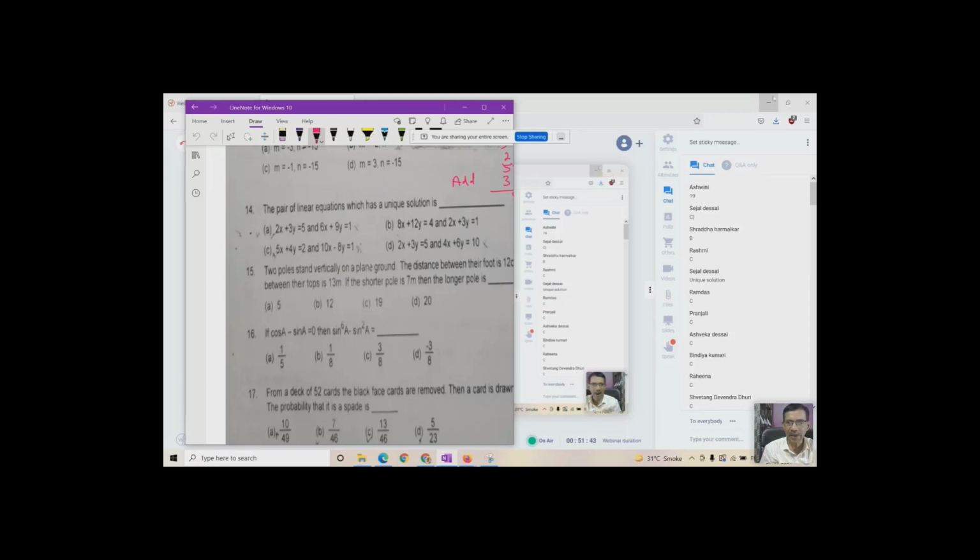Answer is not 19. Answer is not 5 also. Answer is not 15 also. Yes, answer is 12. Prachi has given the correct answer. Answer is 12. So let me solve this for you.